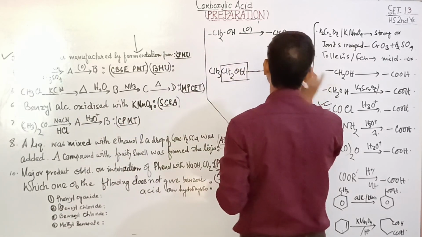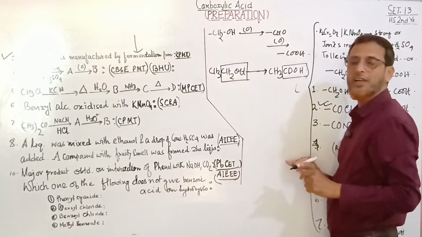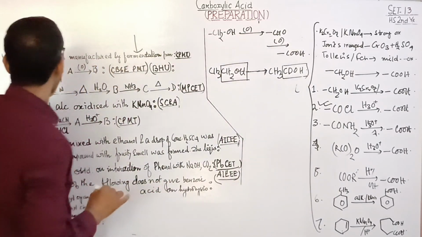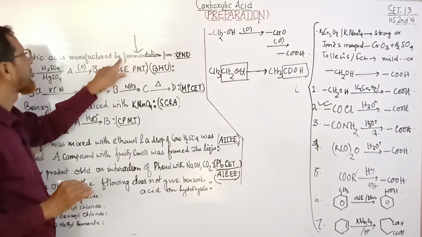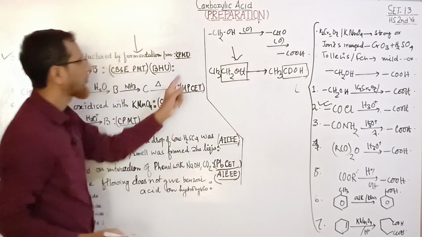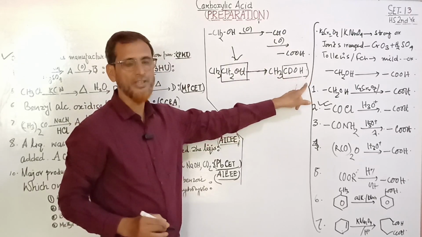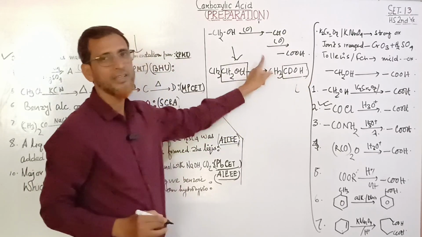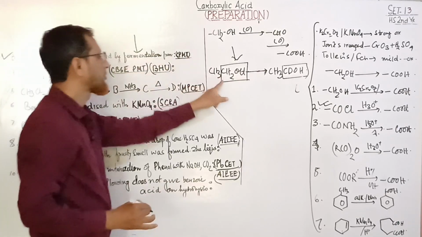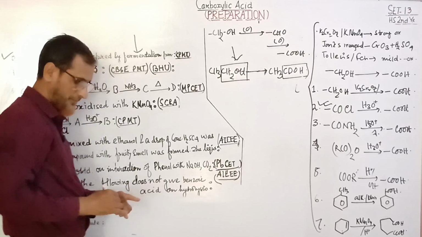So acetic acid is manufactured by fermentation from ethanol, because CH2OH converts to COOH, and acetobacter is an oxidizing agent. So ethanol converts on oxidation to CH3COOH, and acetobacter is the organism which acts upon this and oxidizes CH2OH into COOH.